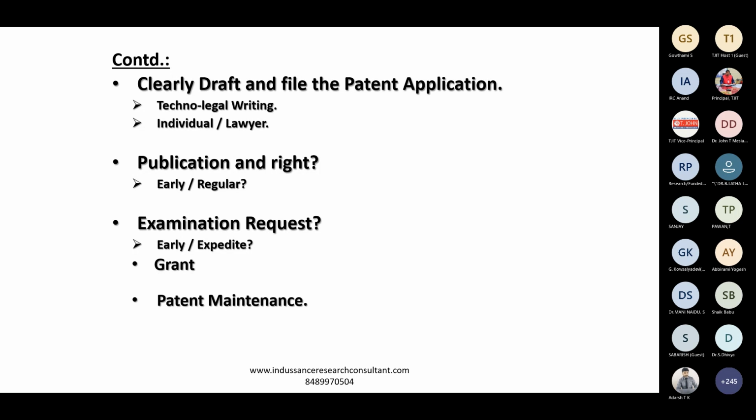And if it is regular, the patent office, without your paying any fees or requesting publication, will publish the application in the official journal only after 18 months. So it is up to us to decide whether we want to get the patent published early, then we will go for it, else we will not. That is one of the things.